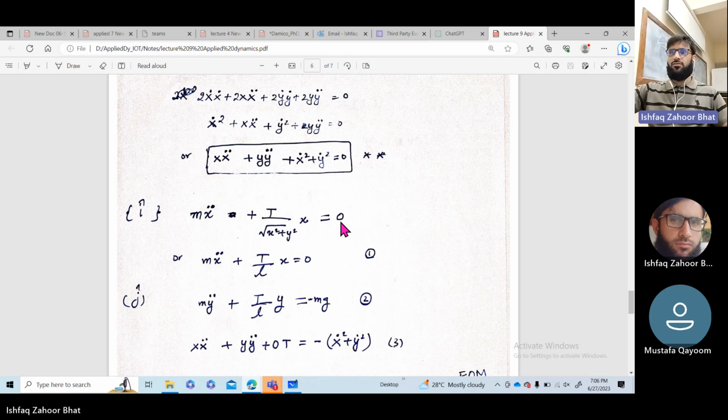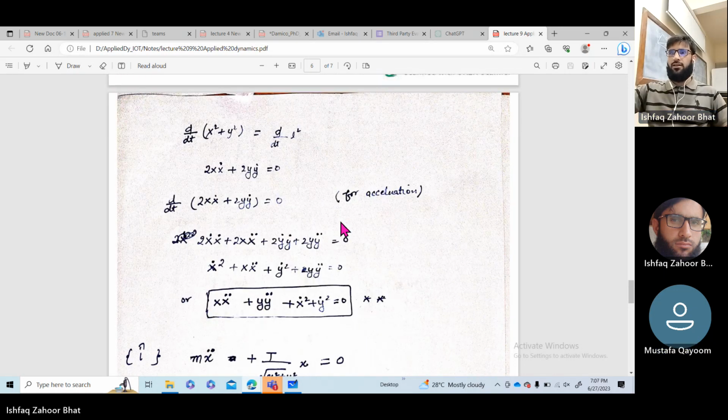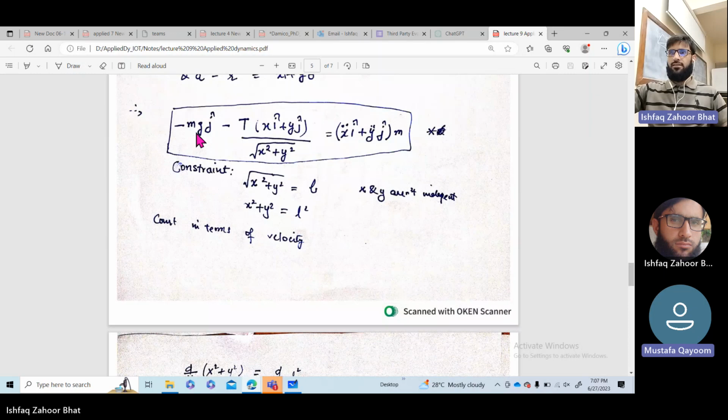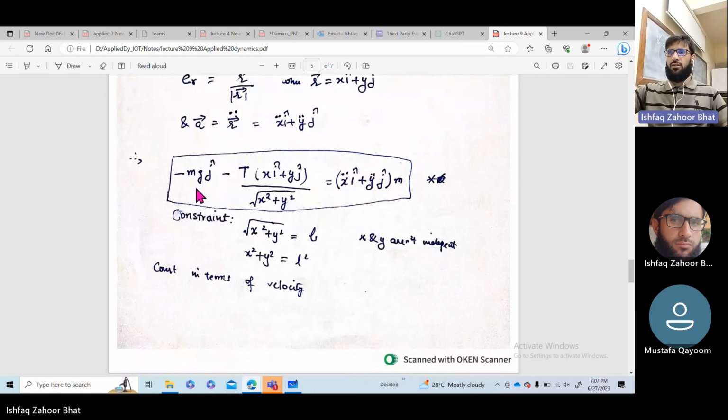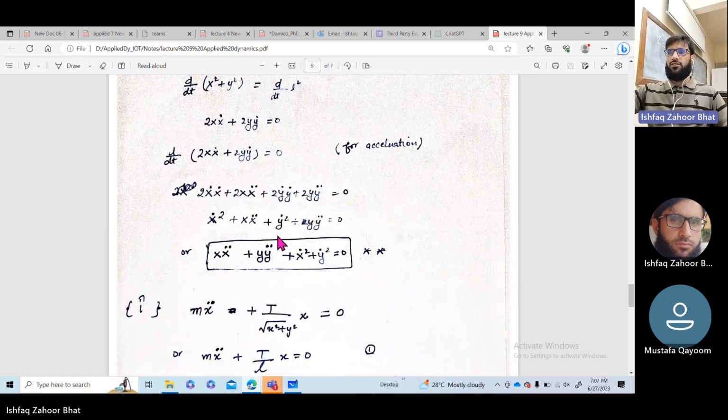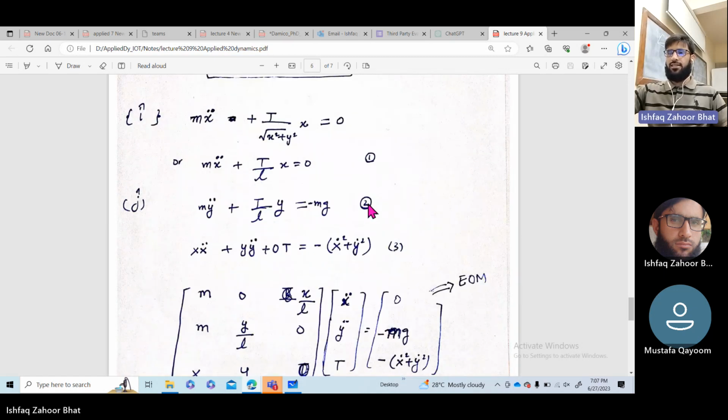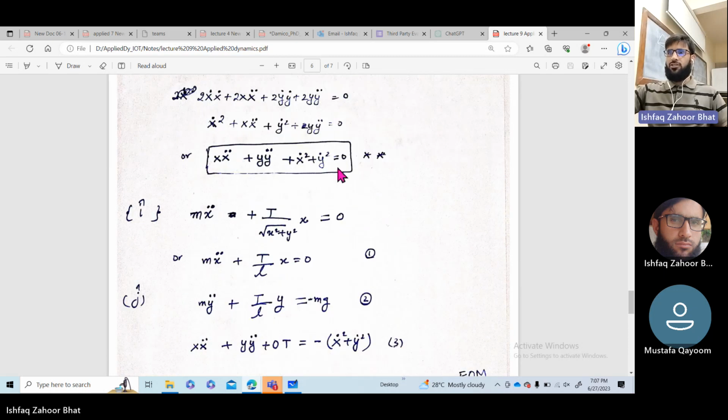Is it clear, or should I explain? Okay, so we got this from this. Again, comparing the y component, you will get this. Now we have these two equations, which were combined into this one vector equation. We got two scalar equations from them, the first and second, and we have this equation also, the constraint equation.